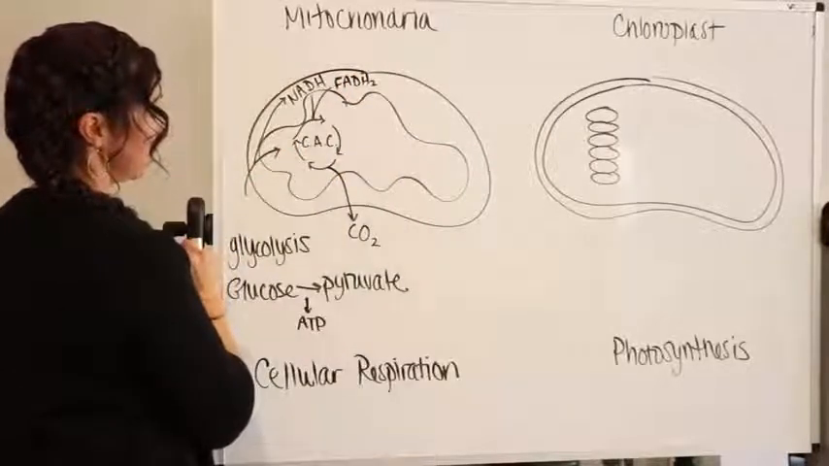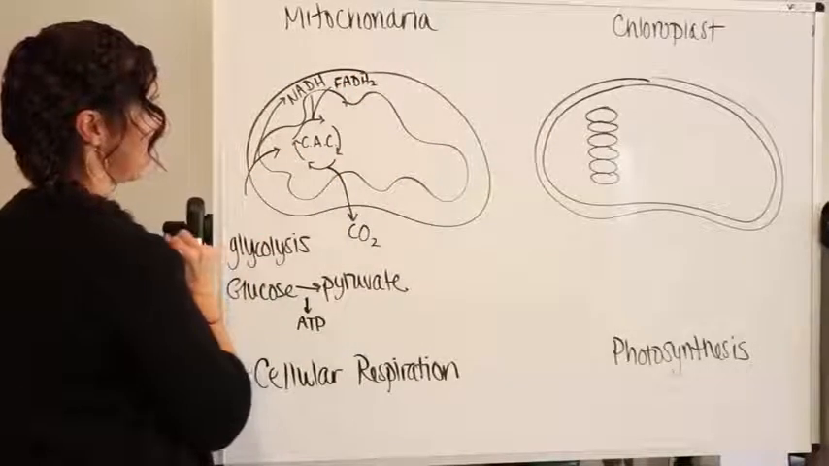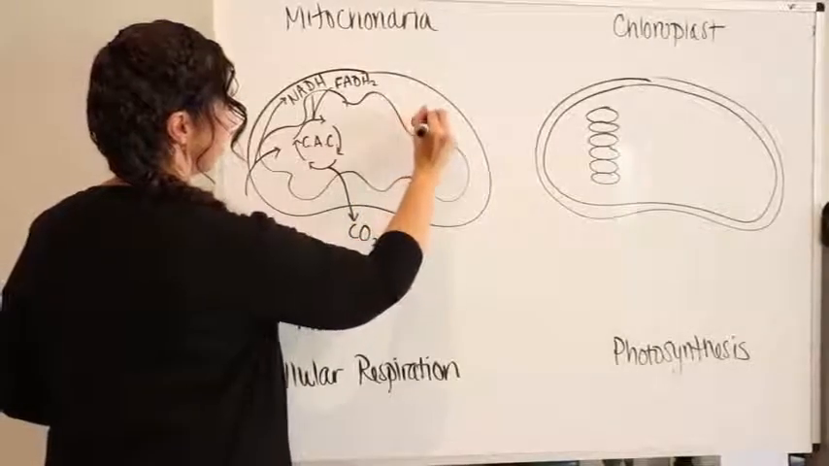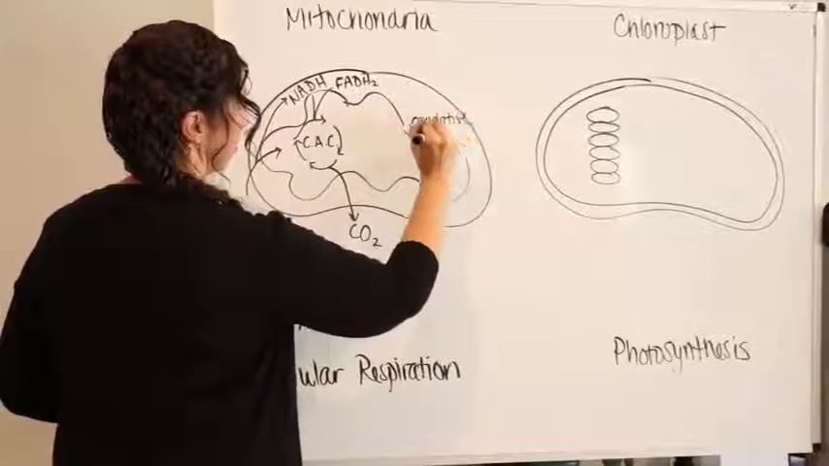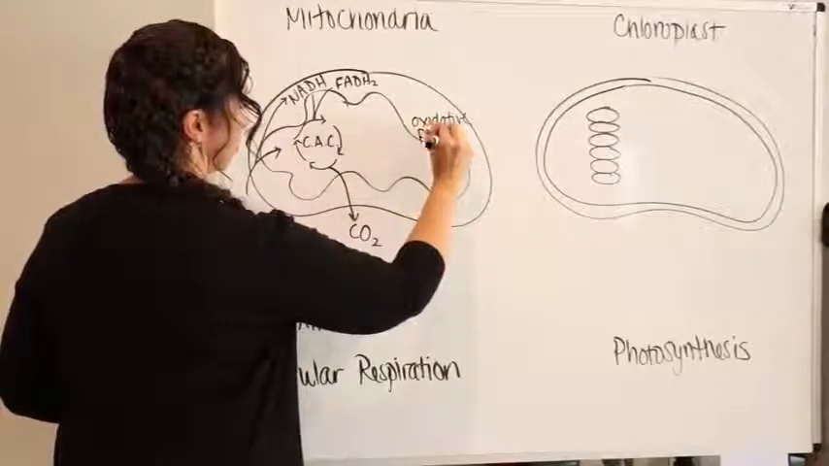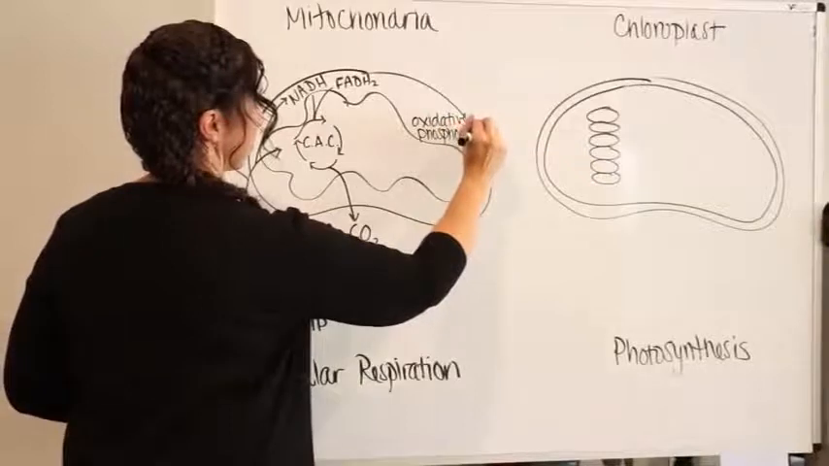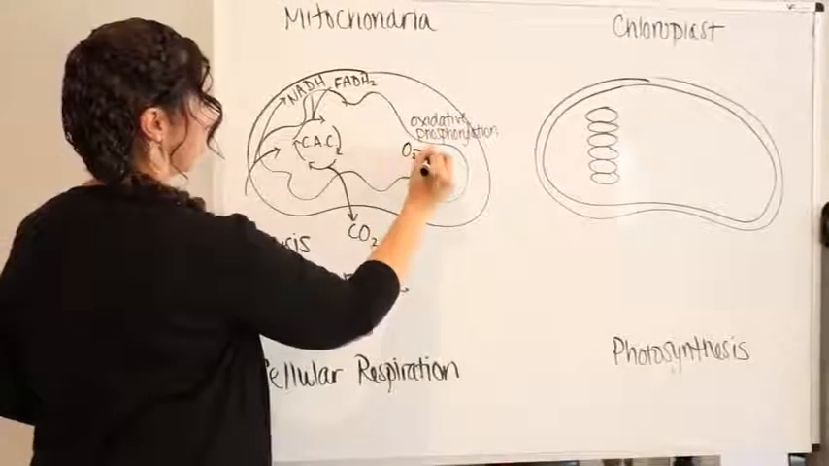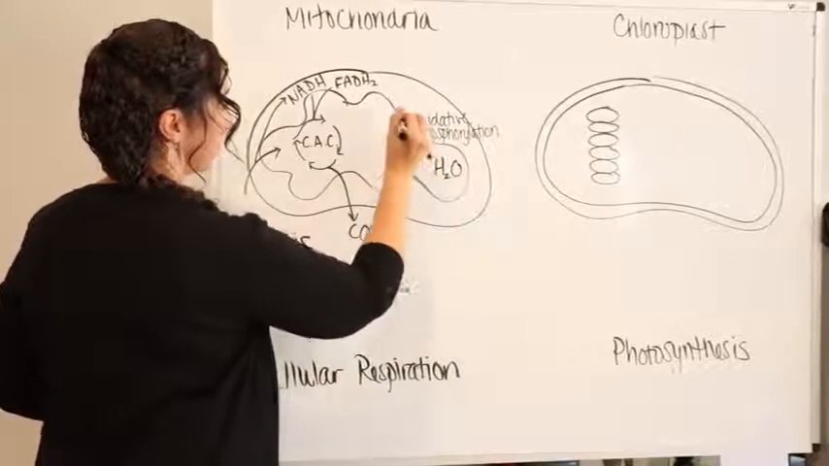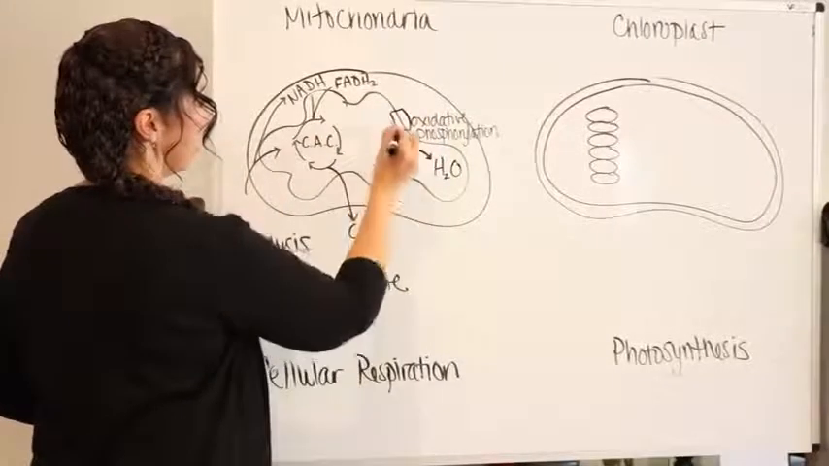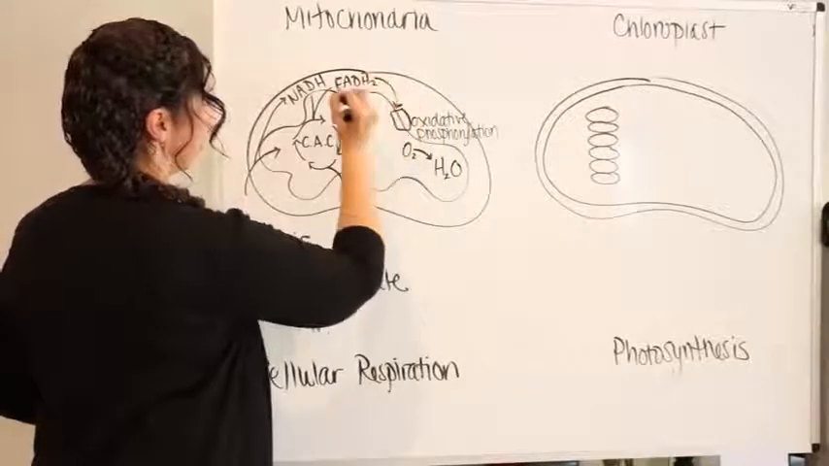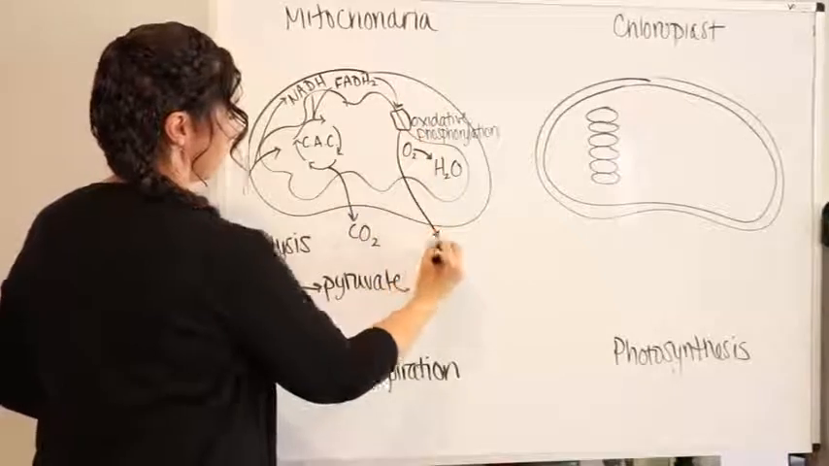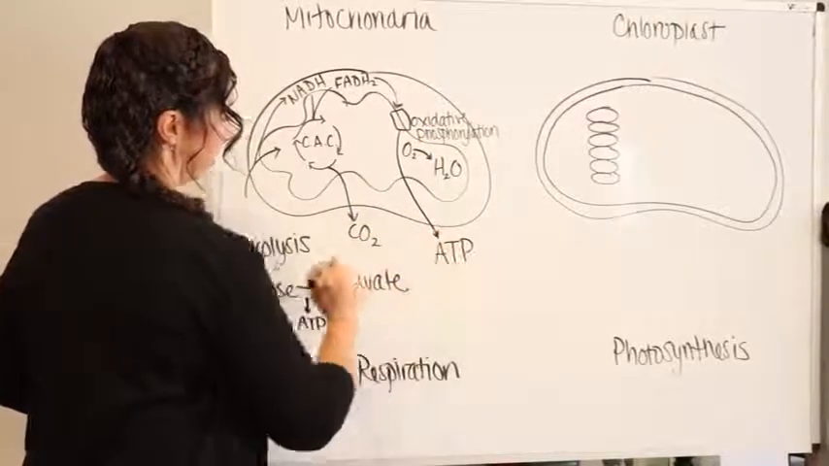Okay, now you're going to feed into the last phase of the mitochondria, which is your oxidative phosphorylation. And in that, you have oxygen here that's going to become water, and all your electron carriers are going to drop off. We're going to make water, and eventually you're going to make tons of ATP.